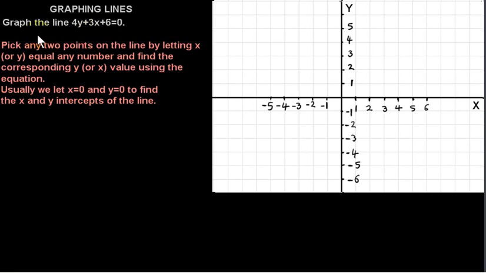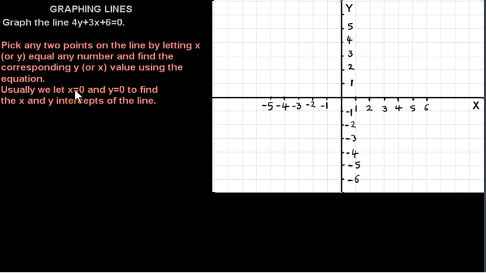For this first example, we want to graph the line 4y plus 3x plus 6 equals 0. Now to graph a line, we pick any 2 points on the line by letting x or y equal any number we like, and then we find the corresponding y or x value using the equation of the line. Now usually the values that we pick for x or y are x equals 0 and y equals 0.